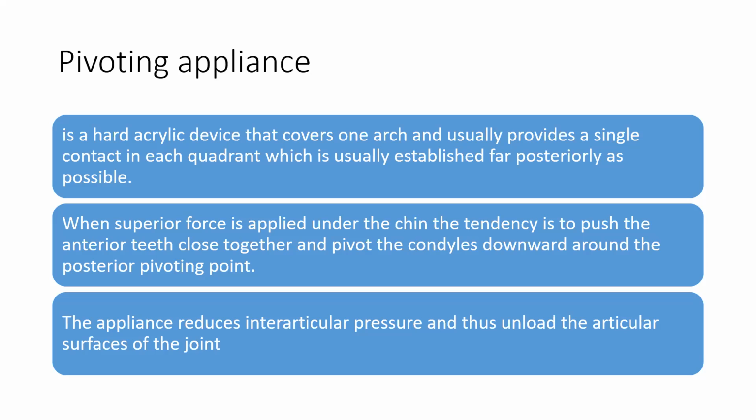Now going to the pivoting appliance. This pivoting occlusal splint provides the contact at one point on each quadrant. This single point contact on each quadrant should be positioned as far posterior as possible. So in the pivoting type of occlusal splint, when the patient tries to bite in the anterior region, the single point contact in the posterior region will try to disocclude the condyle in the fossa. So it will reduce the intra-articular pressure, and thus will help to unload the articular surfaces of the joint.